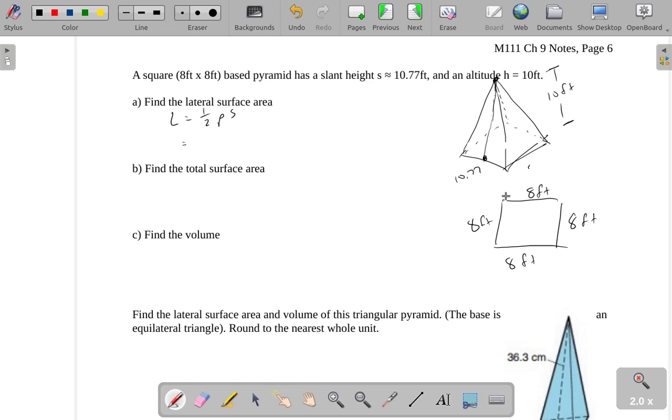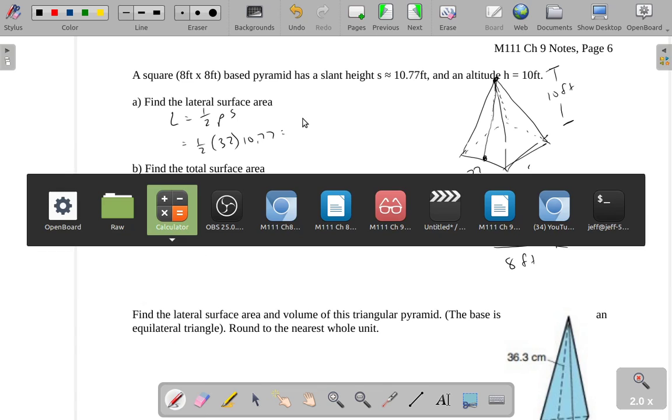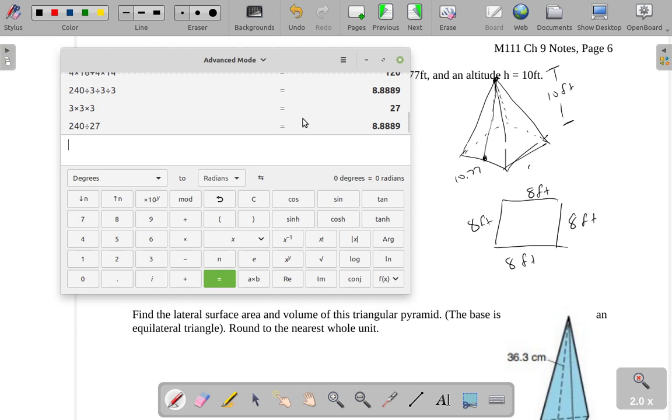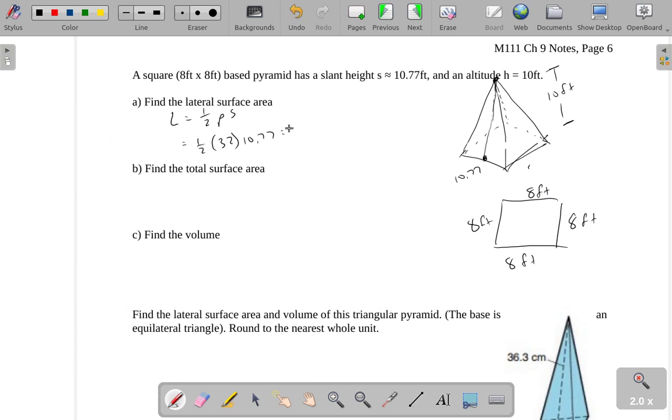The distance around the outside of this square would be 8 plus 8 plus 8 plus 8, which is 32. And the slant height of this pyramid was 10.77. So the lateral surface area of this pyramid, 0.5 times 32 times 10.77, is 172.32. The total surface area would be the lateral surface area plus the area of the base. The perimeter was 32 feet. The area of the base, 8 times 8, is 64 square feet.